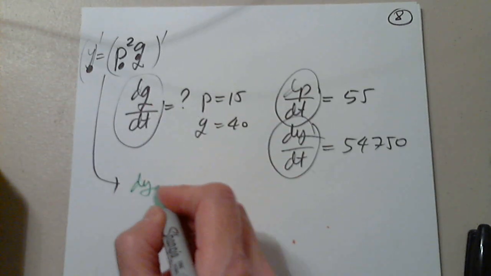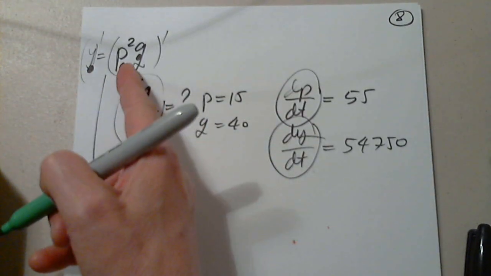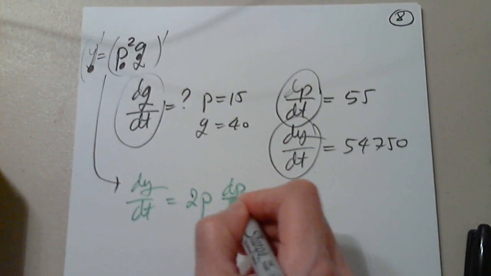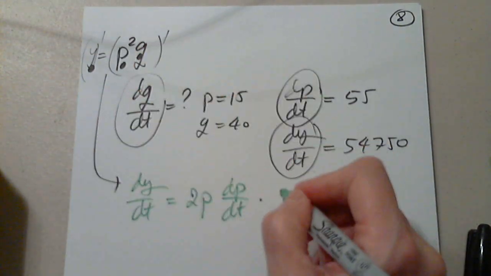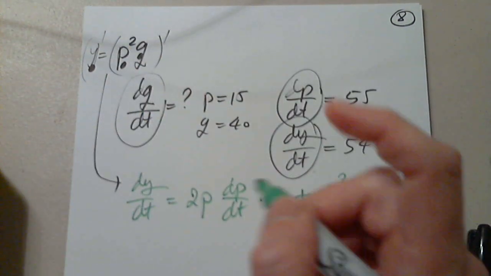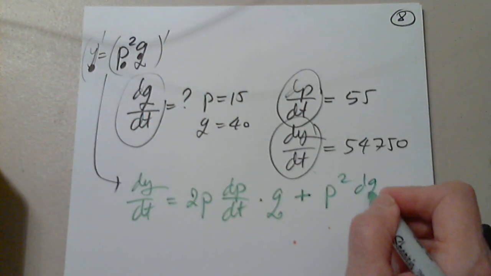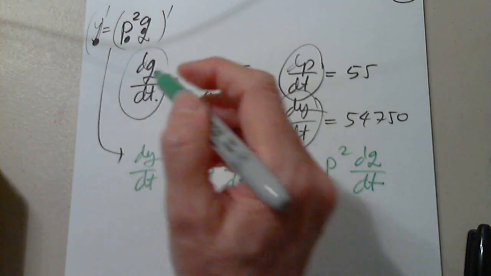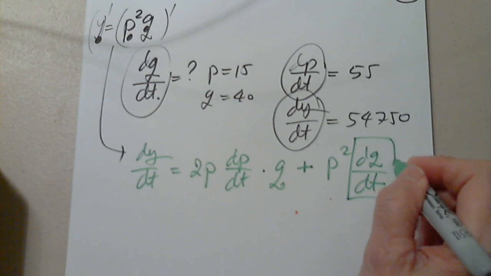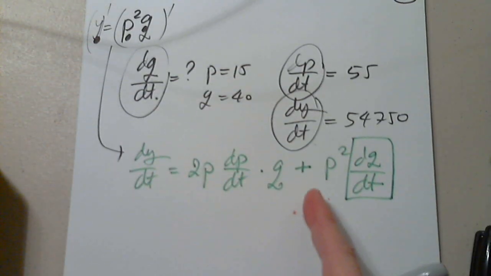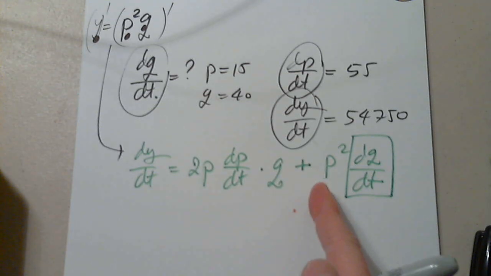I have to write dy over dt. This is the product rule. 2p dp over dt times q plus p squared times q prime, which is dq over dt. They want us to find dq over dt. This is our variable. This has to go to the other side. It changes its sign, and I have to divide by p squared.